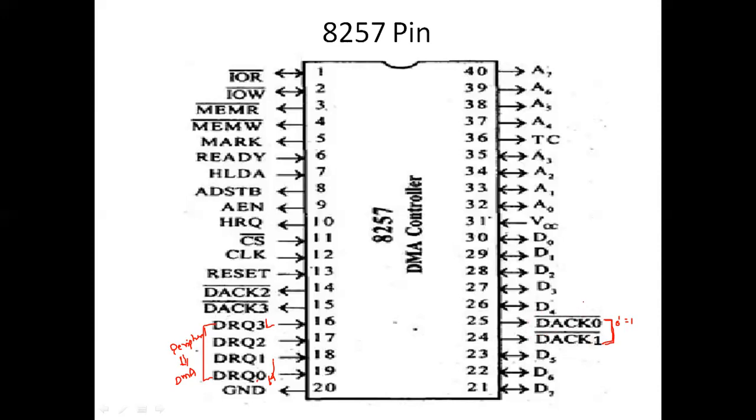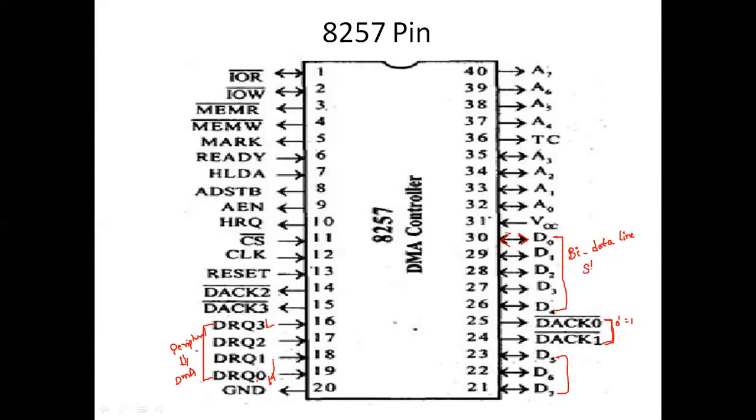And next one is D0 to D7 here. So D0 to D4, D5, D6 and D7. What are these? These are bidirectional data lines. D stands for data. What is the purpose of this? These are used to interface the system bus with the internal data bus of the DMA controller. That is the purpose of this.